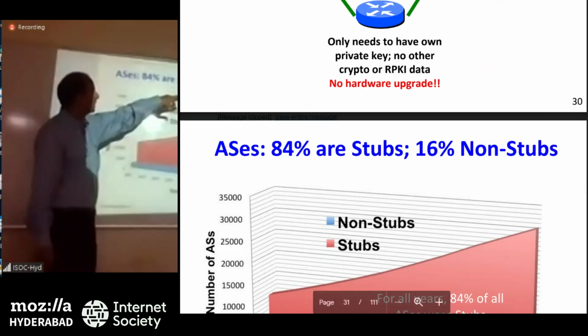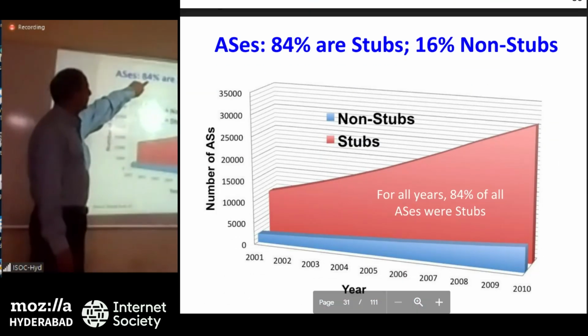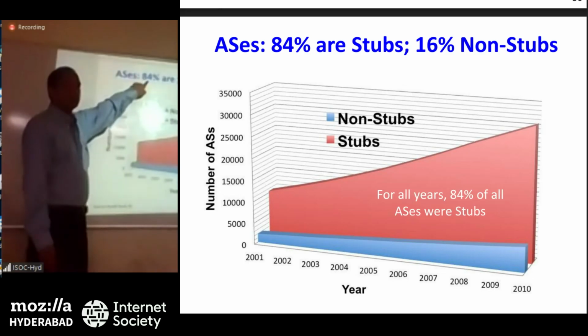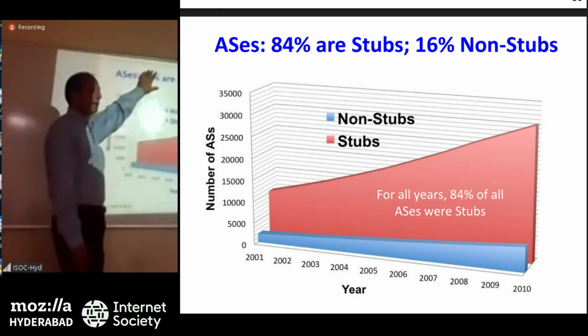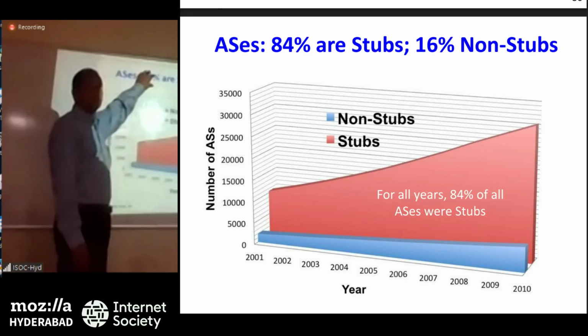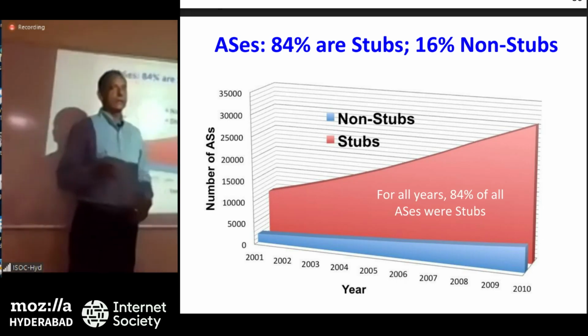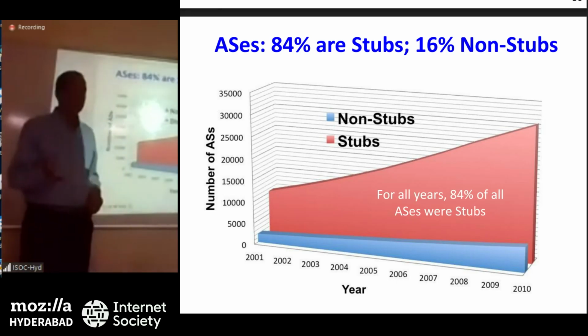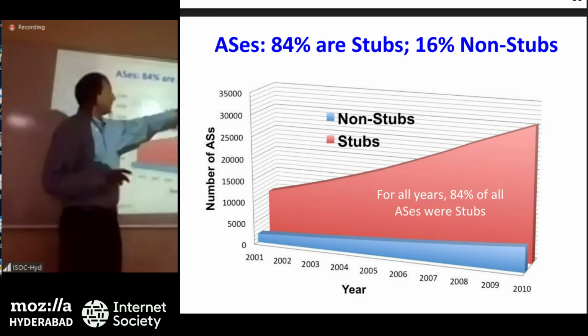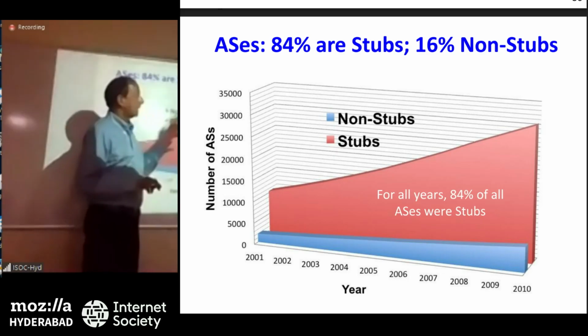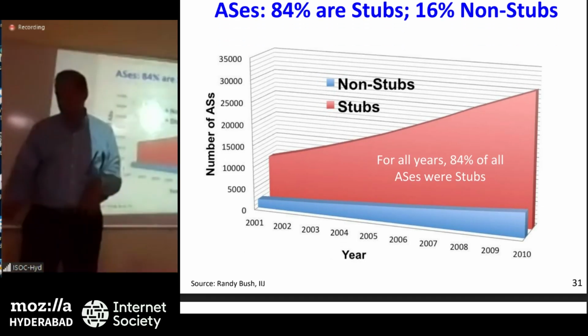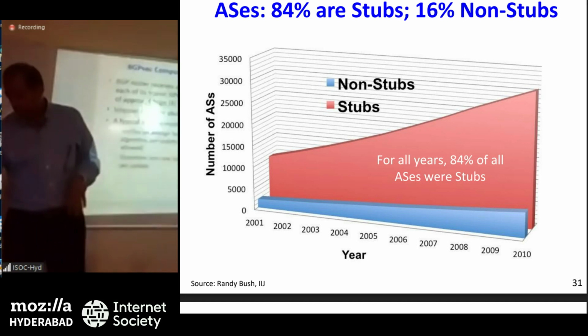So 84% are stubs and 16% are non-stubs. So with the simplex, it benefits these 84% of the routers. So they have very little upgrade expense. But the 16% non-stubs are anyway transit providers and such, and they upgrade the routers more frequently, say every 5 years. So it is possible for them to do that and be able to adopt BGP-sec. So we'll see how that goes.